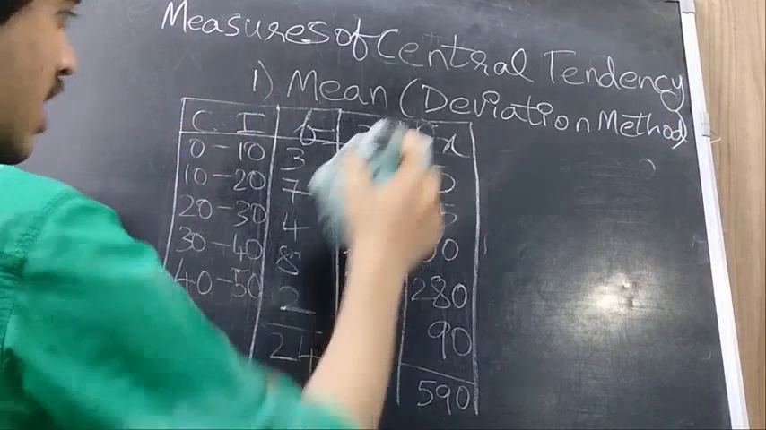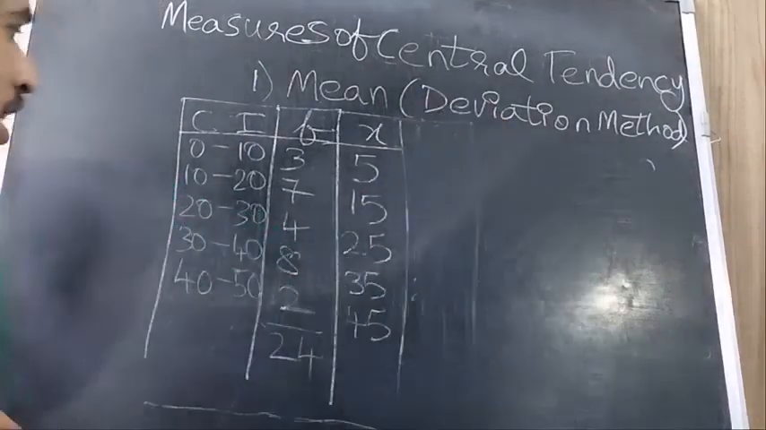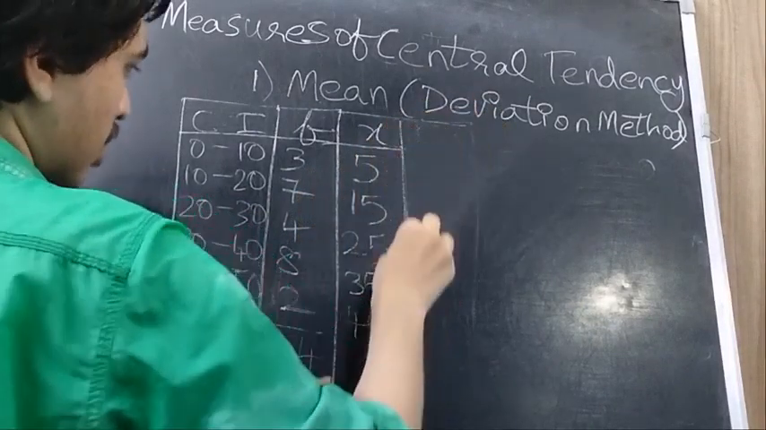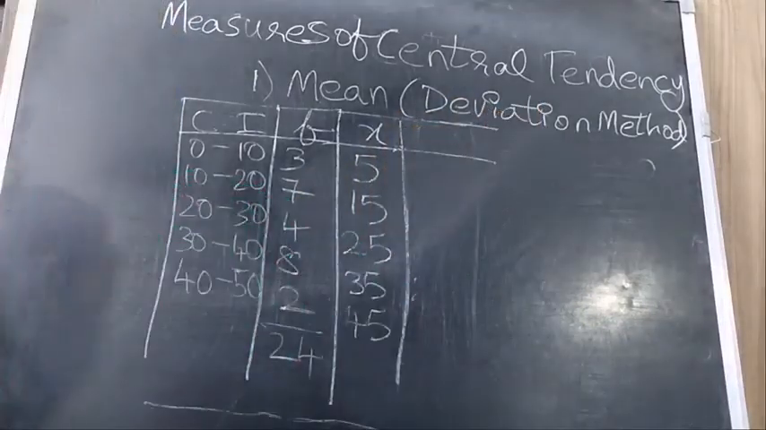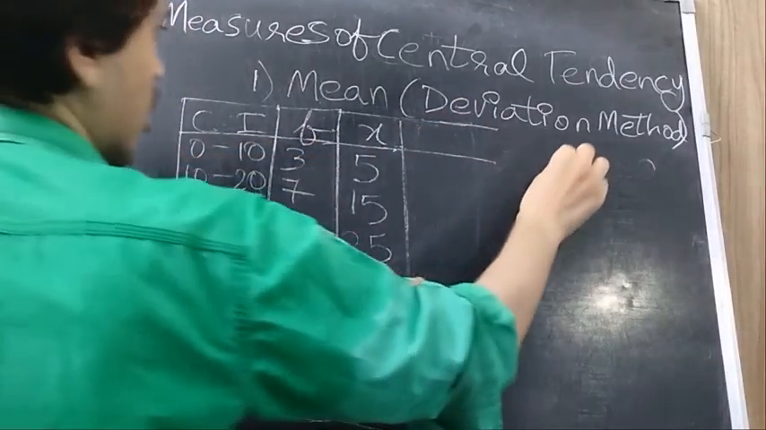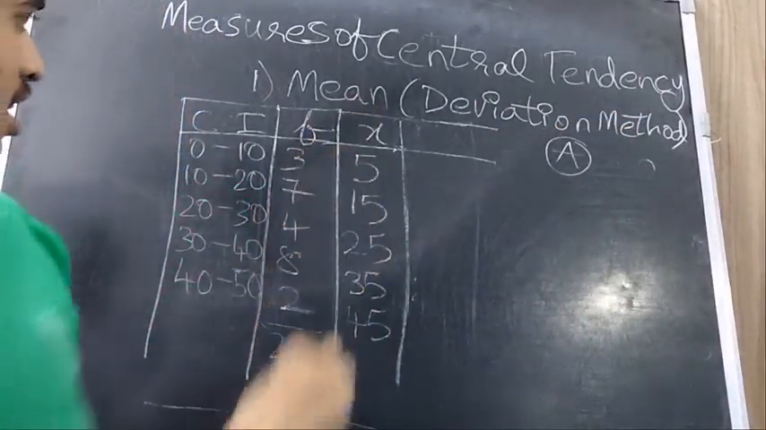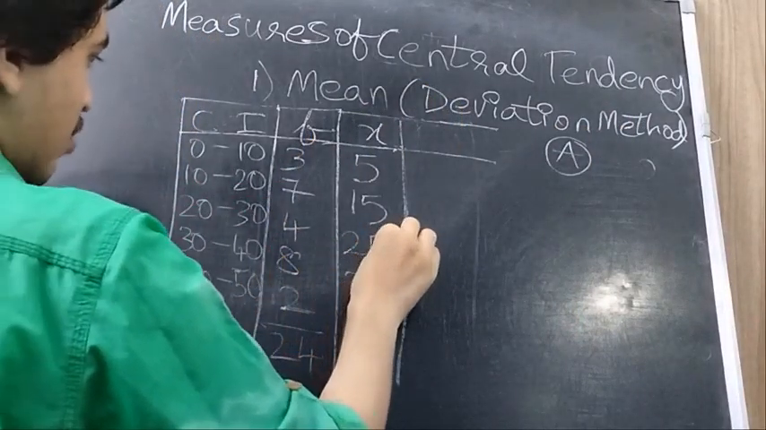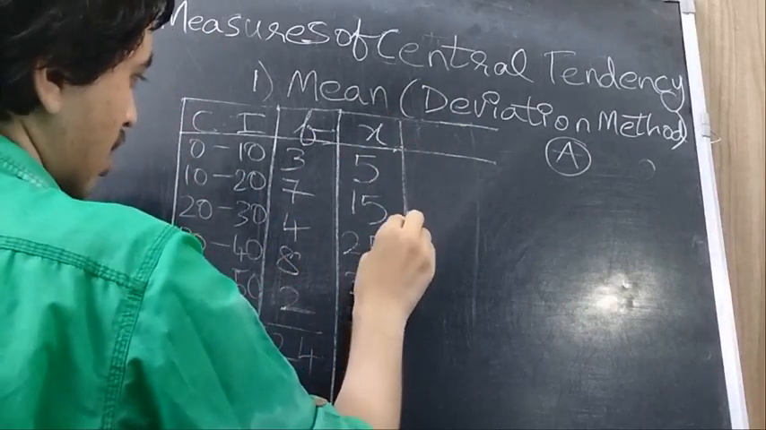Now we have calculated the f of x. Now rub this column. I am explaining the same problem so that you can understand the difference between the methods. Here the x values came. Now you have to select one of the x values as the assumed mean. You can select the middle value. Here 5 terms are there. I am selecting this as the assumed value.